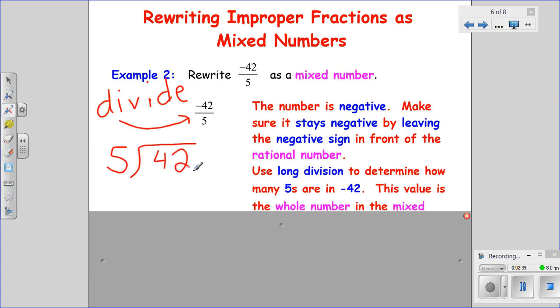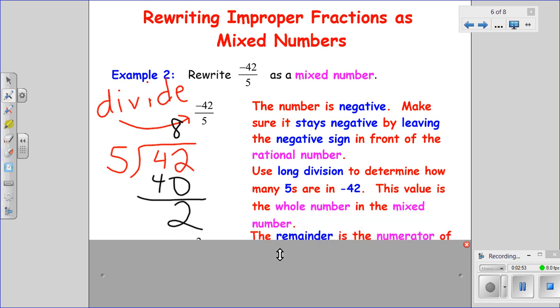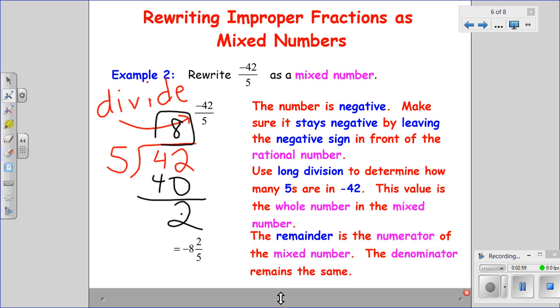I'm going to forget about the sign. I know that the answer has to be negative in the end because a negative divided by a positive is a negative. 5 goes into 42 8 times. 5 times 8 is 40, and I have 2 leftovers. So I've got 8 wholes and 2/5 left. And I throw the negative back in because the number was negative, and it must still be negative at the end.